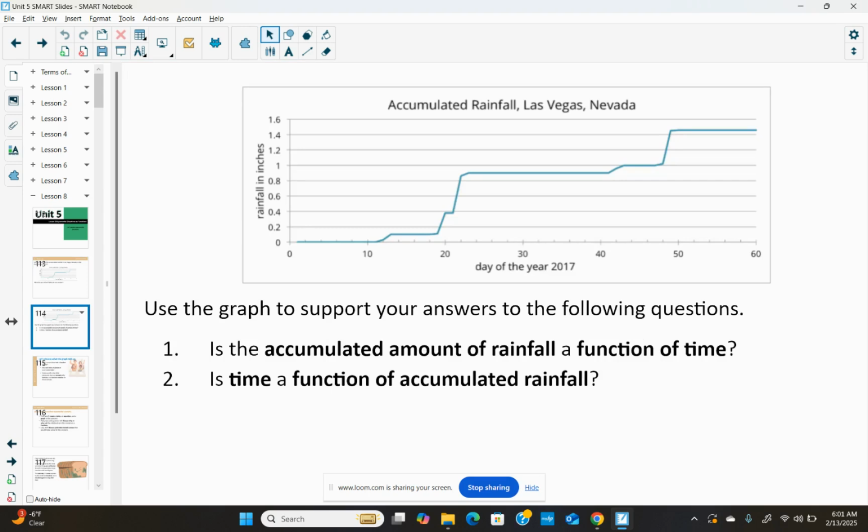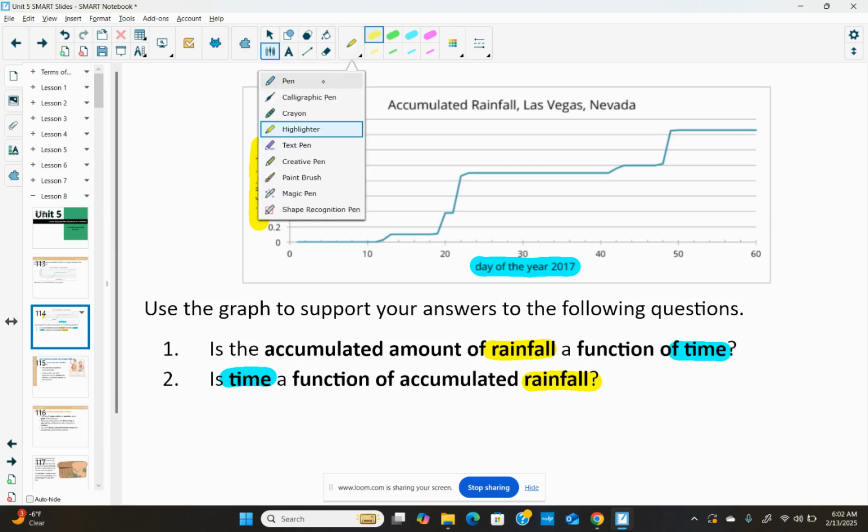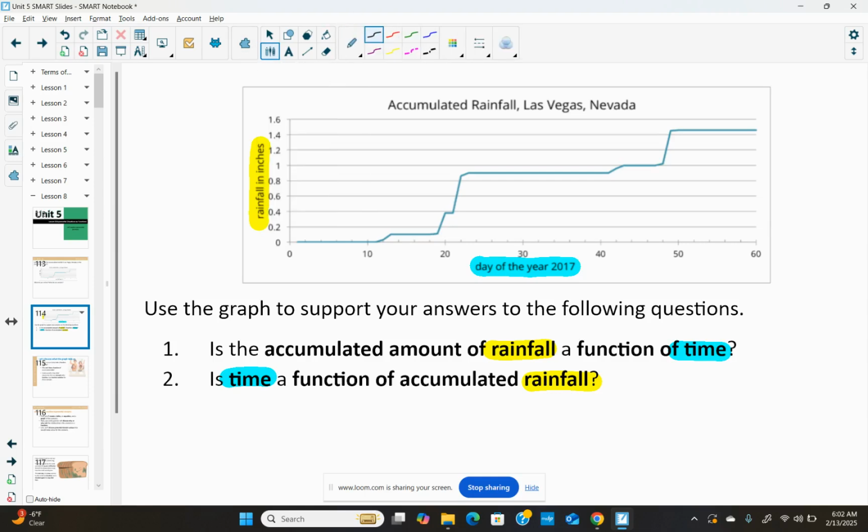So then what we want to think about is, use your graph to support your answers to the following questions. Is the accumulated rainfall a function of time and vice versa? So is our rainfall, which is our vertical axis, a function of time, which is our horizontal axis, and then vice versa, is time a function of rainfall? So think about those answers for a second.